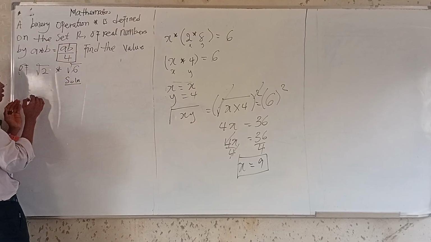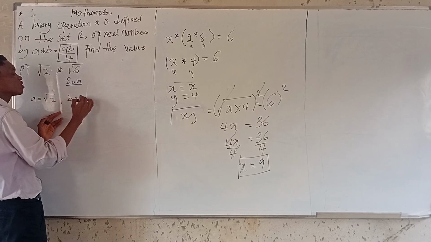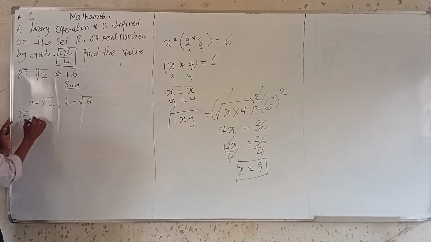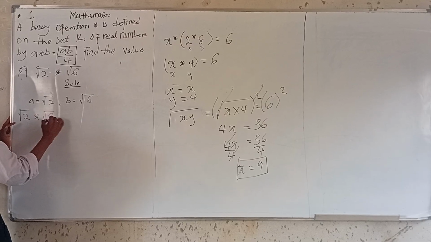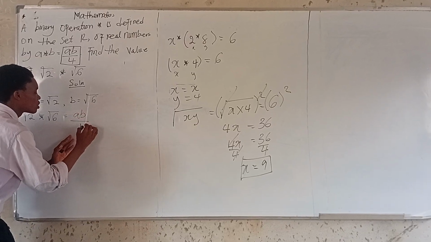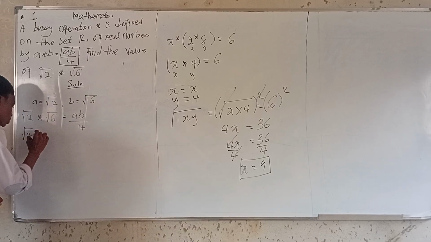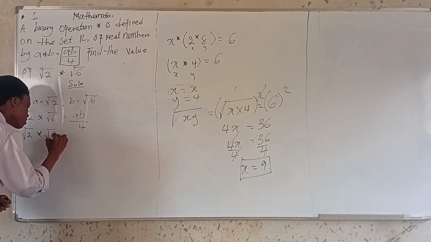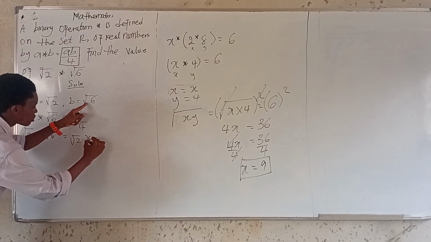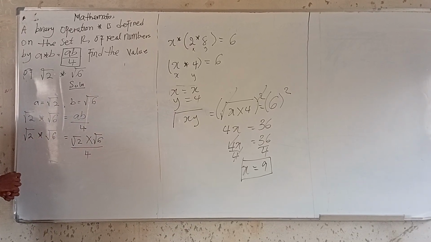So we can say that A equals the square root of 2 and B equals the square root of 6. So we can say here that the square root of 2 times the square root of 6 equals our formula, AB all over 4. Let's go. Now we have the square root of 2 times the square root of 6 equals, our A is the square root of 2 times our B, the square root of 6, all divided by 4.